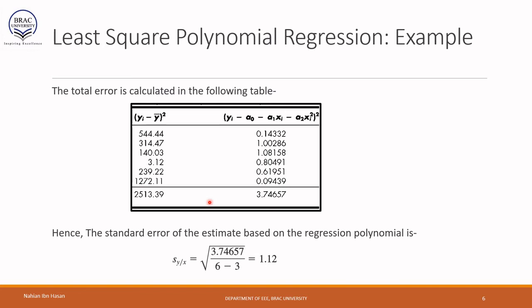So once we do that, we know the SR term, and we are given the N term, which is 6, and the degrees of freedom available is 6 minus 2, which is 4, and then 4 minus 1 equal to 3. So that makes the Sy/x, which is the standard error estimate based on the regression polynomial, 1.12. So this is a good fit actually.